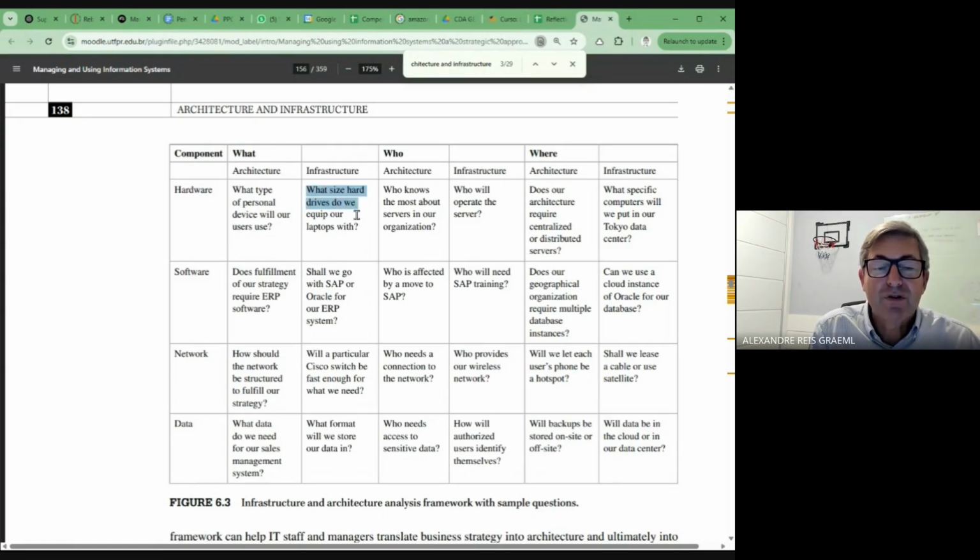What size hard drives do we equip our laptops with? Notice that some concerns, the architectural concerns, are still broader, and the infrastructure concerns already relate to, let's say, the hardware, the software, the tools that you need to make sure that the architecture's intent is accomplished.